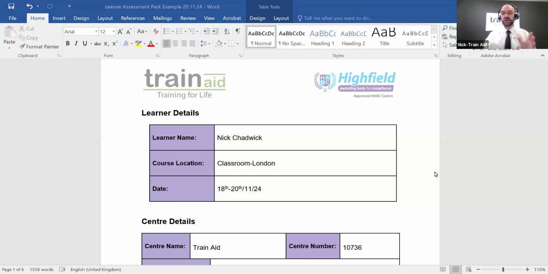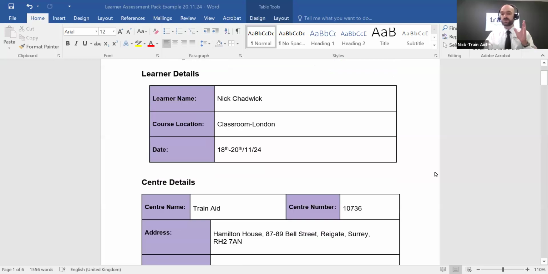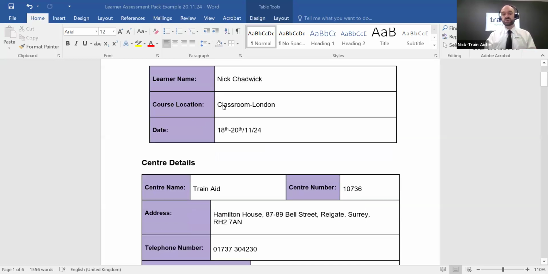Okay, so in front of me, we have a completed learner assessment pack to give you an idea of the level of detail required. So as we can see, we have the learner details. That's you who is going to be completing the learner assessment pack. So please put your name in here. I put my name in just as an example, and also the course location as well. So I have written classroom and the location being London as well. So you could have classroom Manchester, for example.